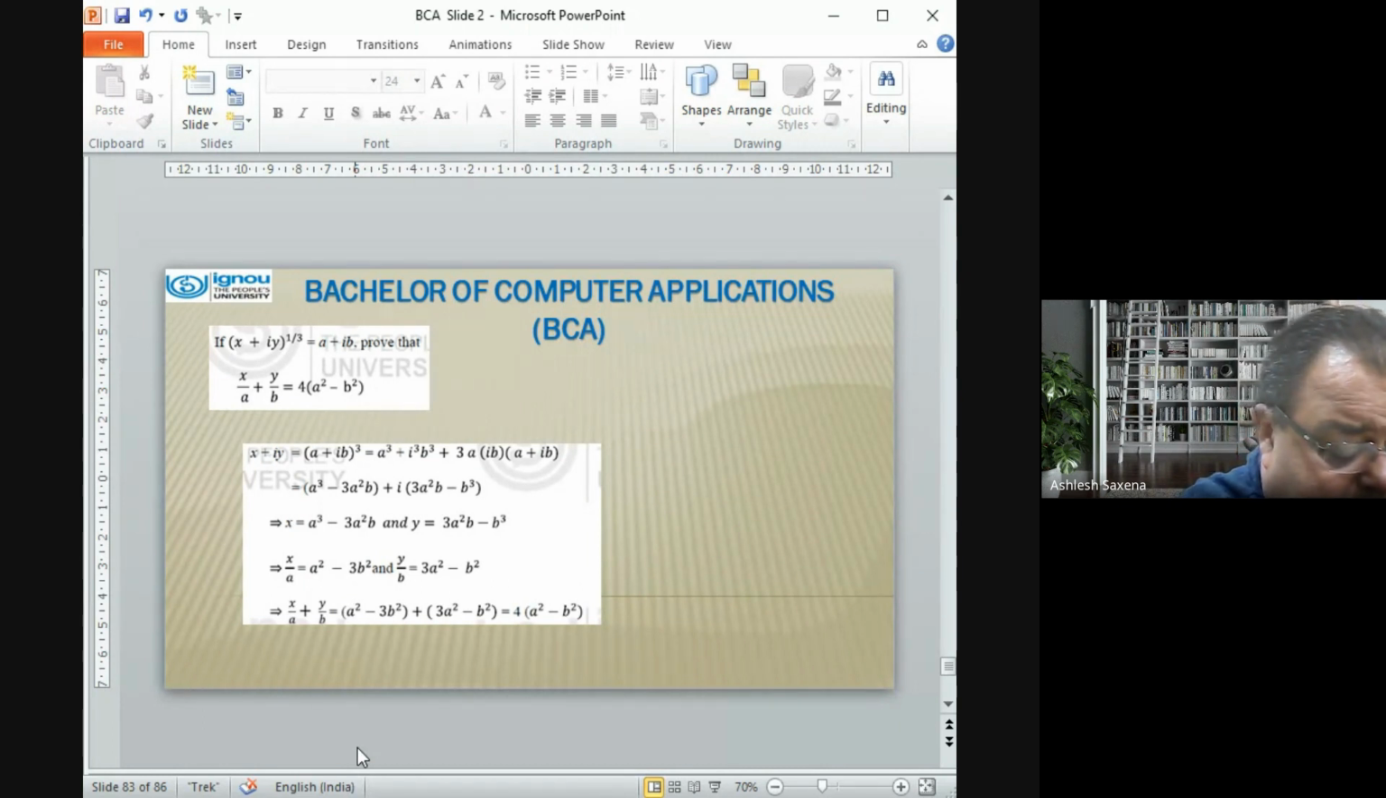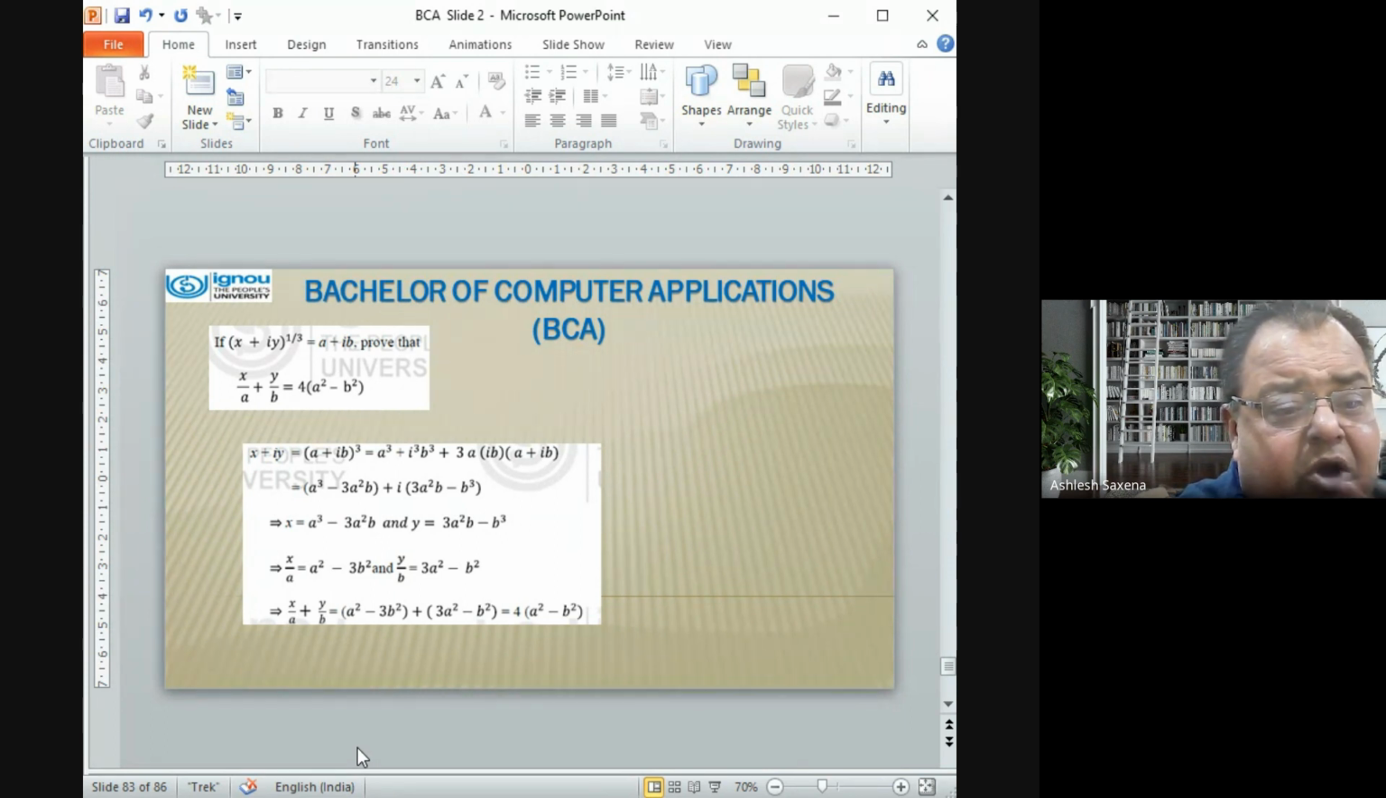We have to keep the solution in the form of a complex number, so that is why two brackets have been generated: a cube minus 3a square b plus iota times (3a square b minus b cube). Now what we will be doing? We will be comparing two sides. That means from the left hand side, the real part is x, and on the right hand side, the real part is a cube minus 3a square b, and your imaginary part y is equal to 3a square b minus b cube.